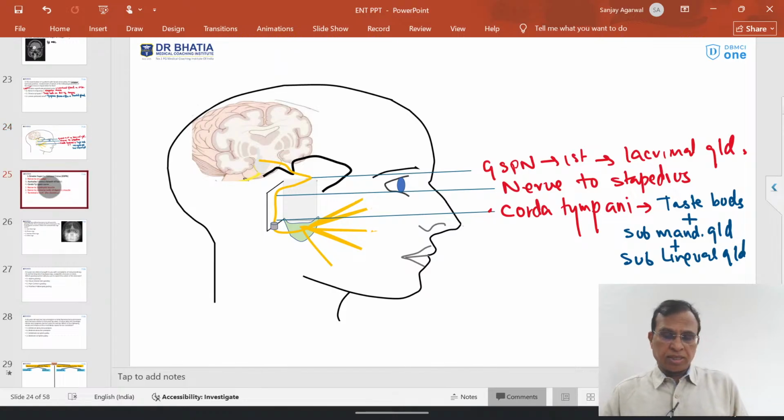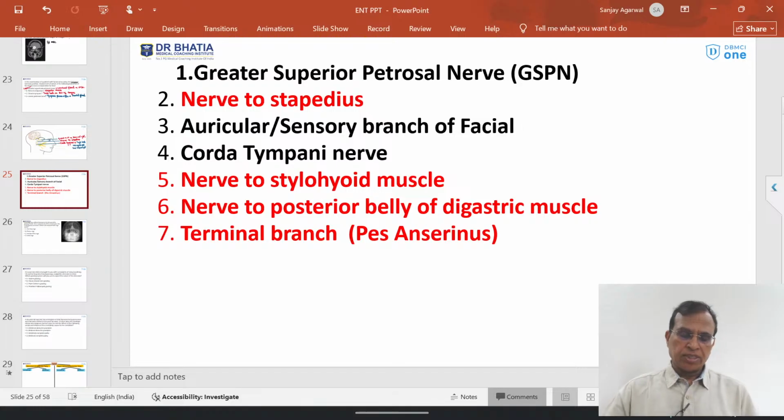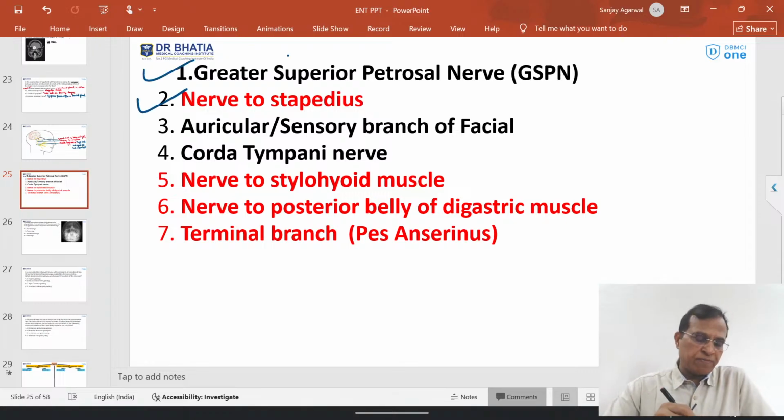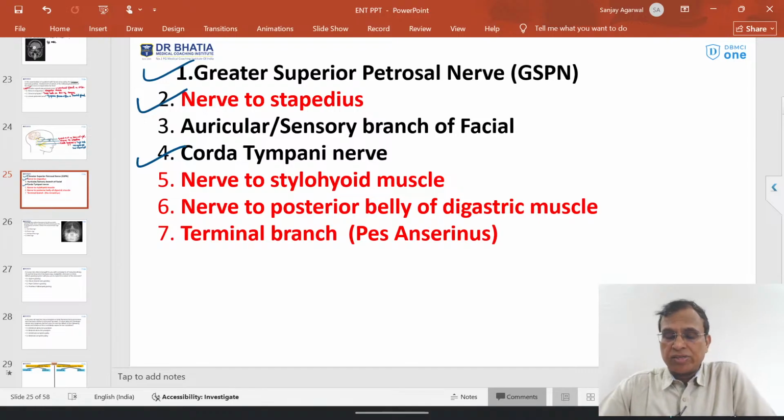Now these are the other branches of facial nerve. Facial nerve के सारे branch के नाम यहाँ पे दिए हुए हैं. All the branches you can see. I have mentioned this branch, I have mentioned this one, I have mentioned this one, but इसके अलावा भी facial nerve में और branches होते हैं, as you can see. So if you're interested in knowing the branches of the facial nerve, you can see the entire list here.